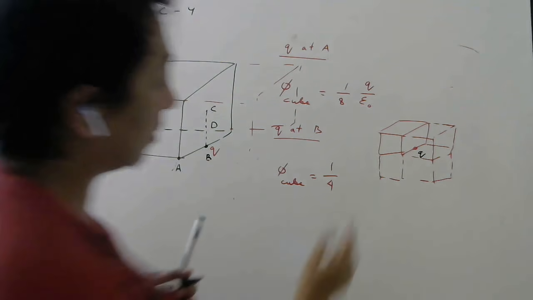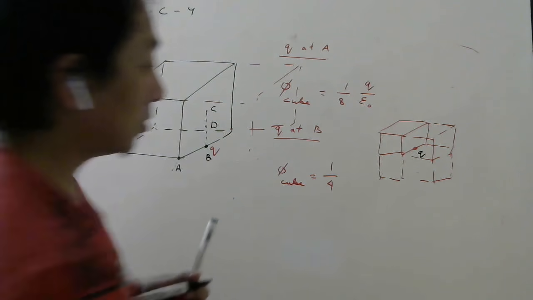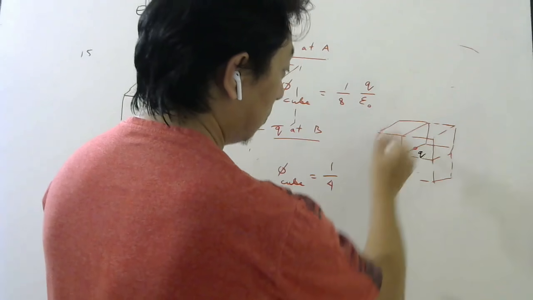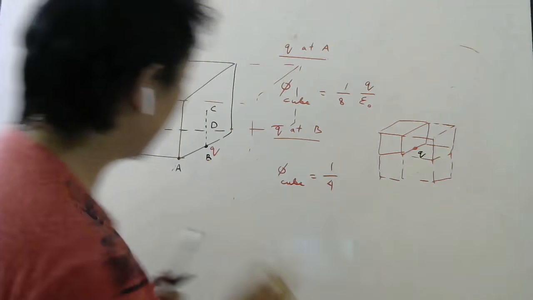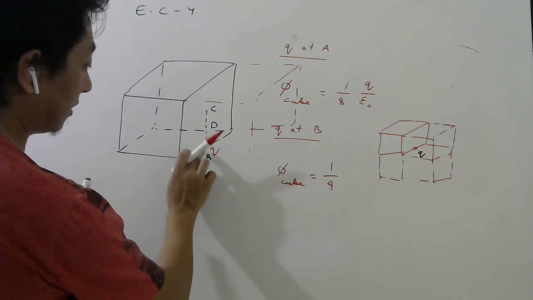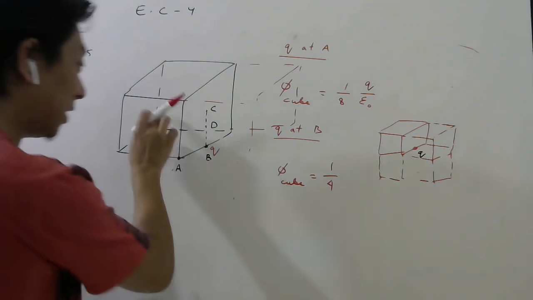Are you understanding? So here 1, 2, 3, 4, and this is at the center. So you can see flux through this big cube. What will be that? You can use Gauss law because this charge is inside. Here you cannot use Gauss law. See, if you put this charge here, you cannot use Gauss law for this cube, because to use Gauss law, the charge should be inside.